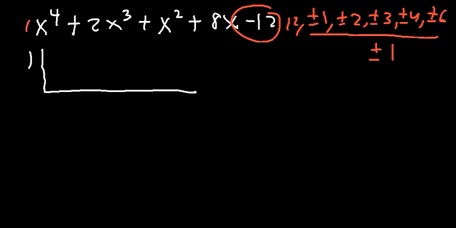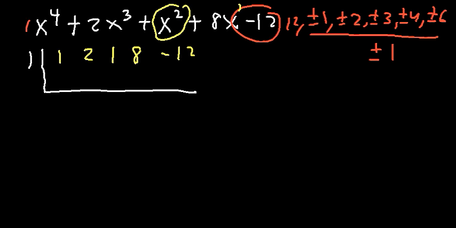So let's put the coefficients: 1, 2, 1, 8, negative 12. By the way, if one of these variables were missing, let's say if there was no x squared, if it was like 2x cubed plus 8x, make sure you put a 0 in place for the x squared.